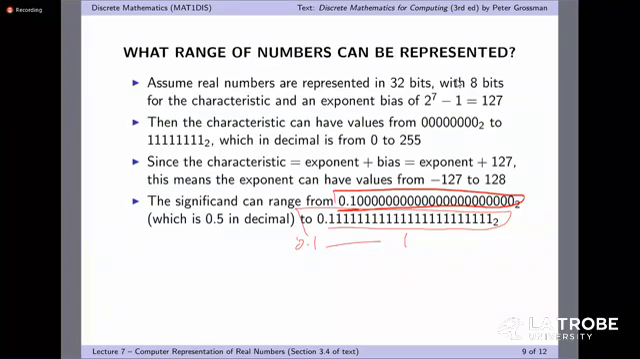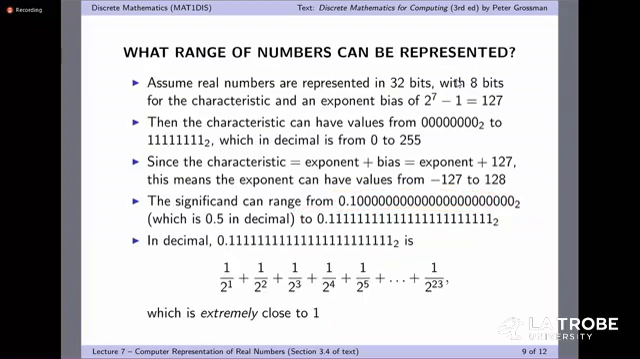And what is that value? If you keep calculating that, it is half for the first, then 1 over 2 squared, then 1 over 2 to the power 3, then 1 over 2 to the power 4, and so on, which is extremely close to 1, but not just 1. It's very, very, very close to 1. So the significand range is between 0.1 and that value close to 1.